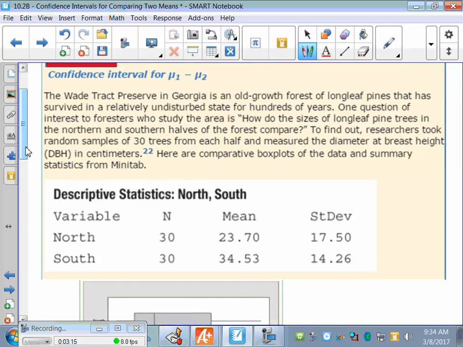The Wade Tract Preserve in Georgia is an old-growth forest of longleaf pines that has survived in a relatively undisturbed state for hundreds of years. One question of interest to foresters who study the area is how do the sizes of longleaf pine trees in the northern and southern halves of the forest compare? To find out, researchers took random samples of 30 trees from each half and measured the diameter at breast height in centimeters. Here are the comparative box plots of the data and summary statistics from Minitab.